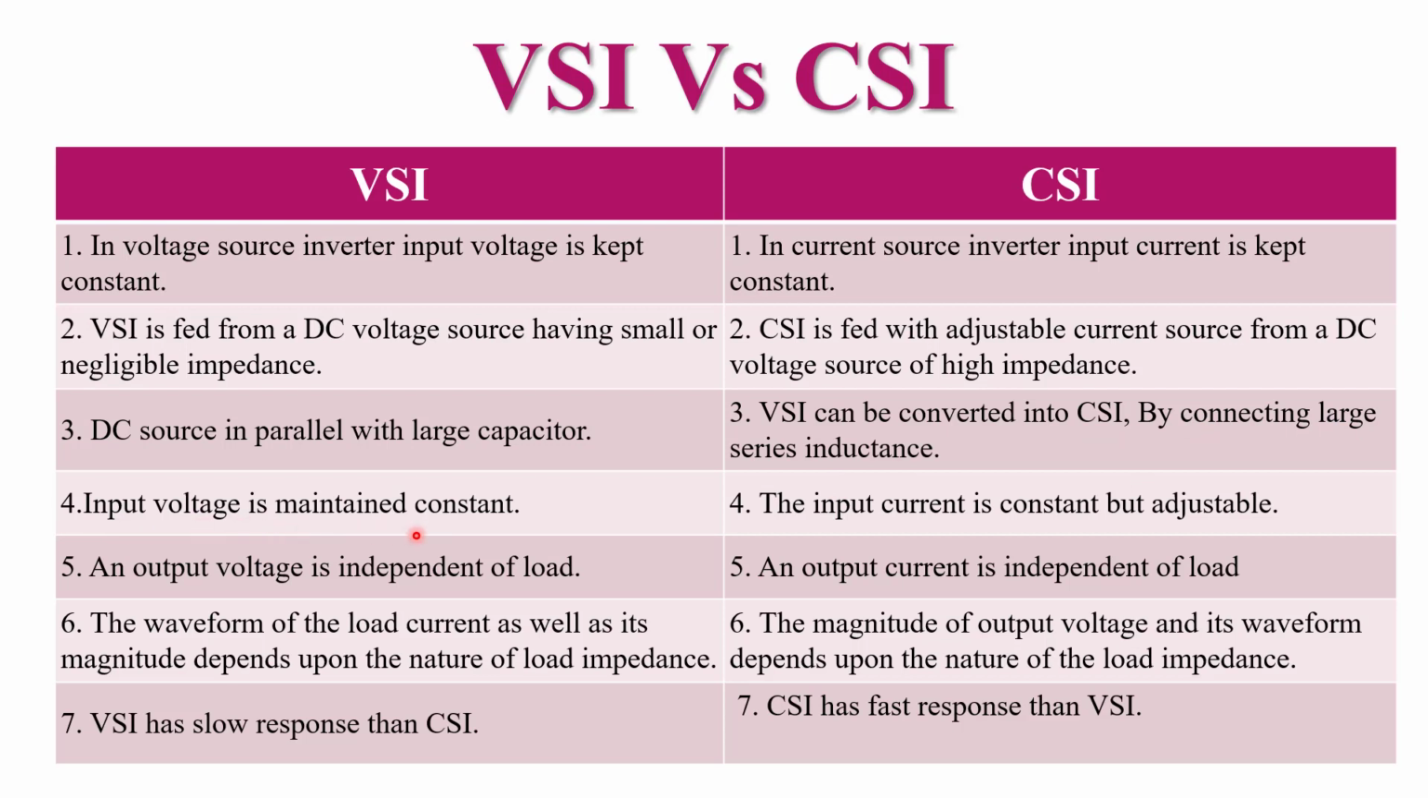Next, the input voltage is made constant. In case of CSI, the input current is made constant. Next, in case of VSI, an output voltage is independent of load. In case of CSI, output current is independent of load. Next is the waveform of the load current as well as its magnitude depend upon the nature of load. In case of CSI, the magnitude of output voltage and its waveform depend upon the nature of load impedance. The next difference is, VSI has slower response than CSI. CSI has faster response than VSI.